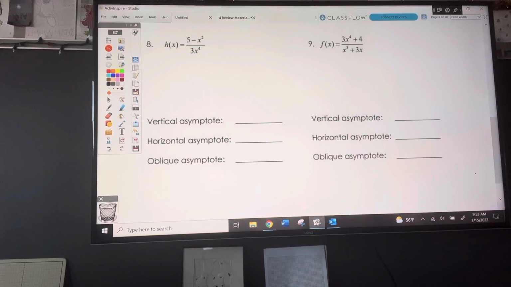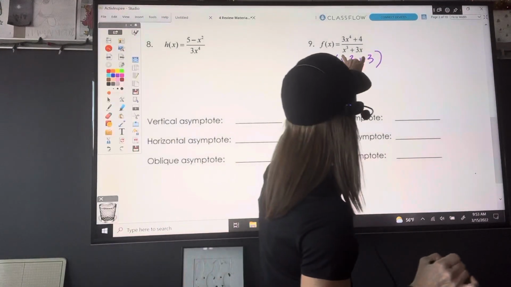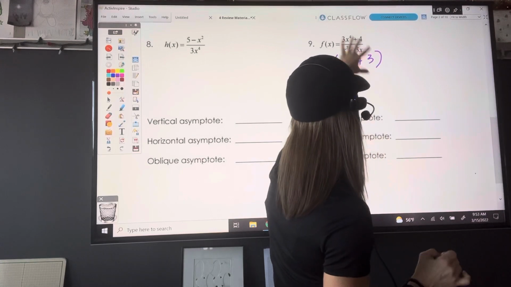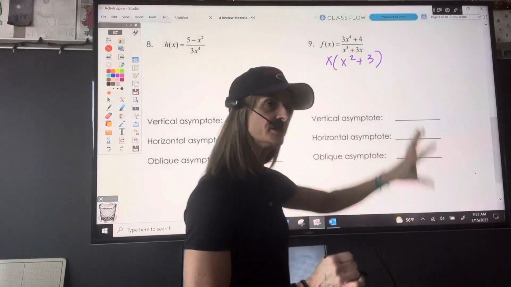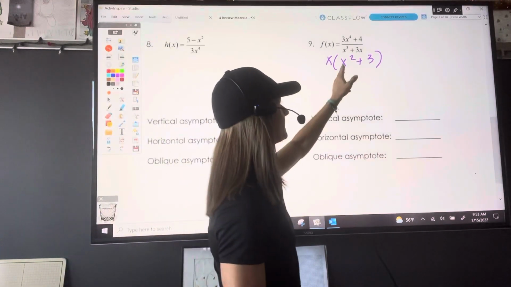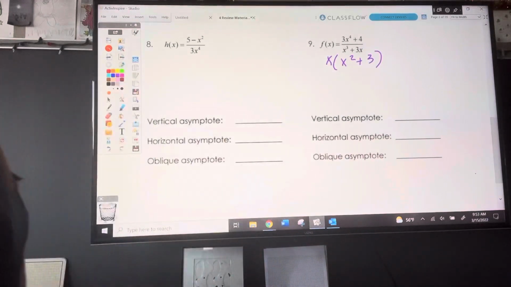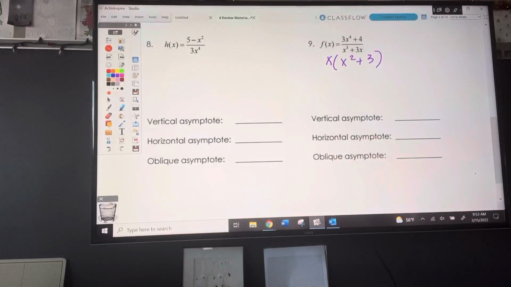All right, so denominator needs to be factored again. I'm gonna pull an x out. All right, so I just GCF'd out an x because each of these two terms in our denominator has an x, and so I just undistributed, factored out an x. So x times x squared is x cubed, x times 3 is 3x. We good? Now we look at it.